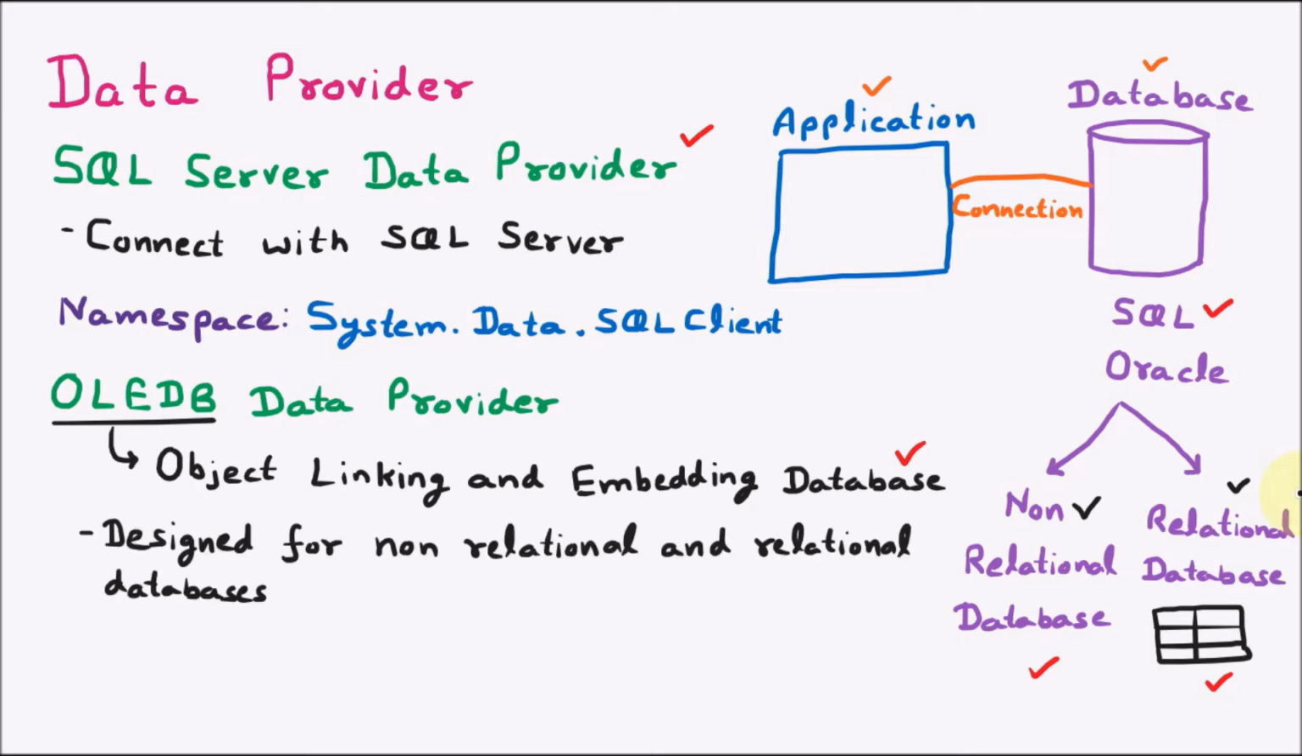So with the help of OLEDB Data Provider, we can connect with relational as well as non-relational databases. It can be SQL, Oracle, or JET. Any database it can connect. Now, what should we include inside our program so that we can access this data provider? So there is a namespace that we use, and that namespace is System.Data.OleDb.